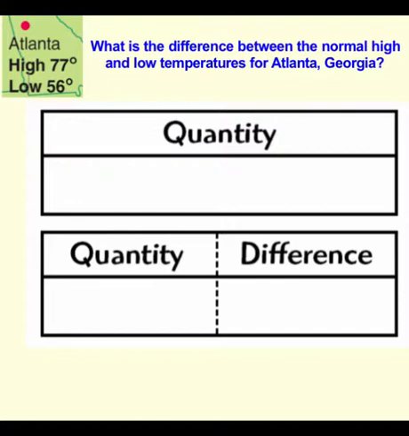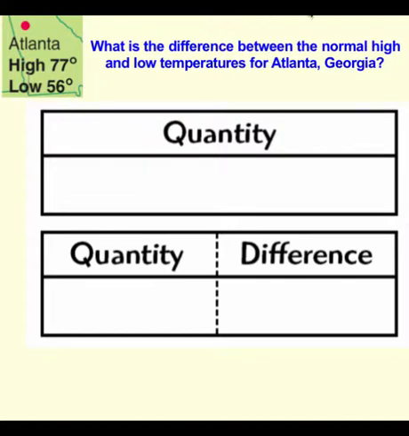What is the difference between the normal high and low temperatures for Atlanta, Georgia? Off to the side, we can see information over here for Atlanta. We have a high of 77 degrees. This little symbol here is the symbol for degrees. We have a low of 56 degrees.